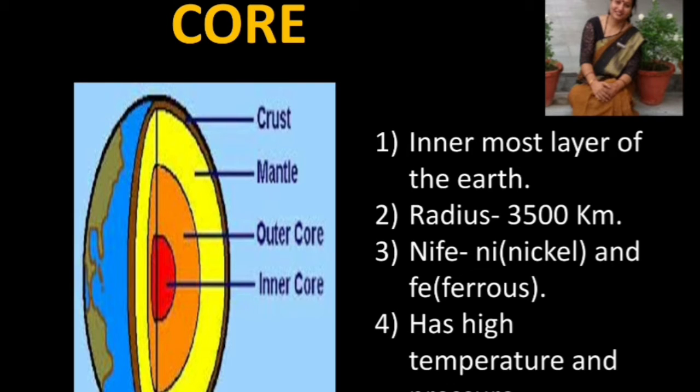The third layer is core. It is the innermost layer with a radius of about 3,500 kilometers. It is mainly made up of nickel and iron, and that is why it is known as Nife. Ni stands for nickel and Fe stands for ferrous, that is iron. The central core has very high temperature and pressure.